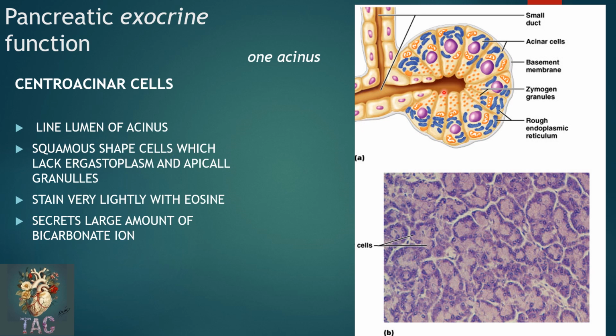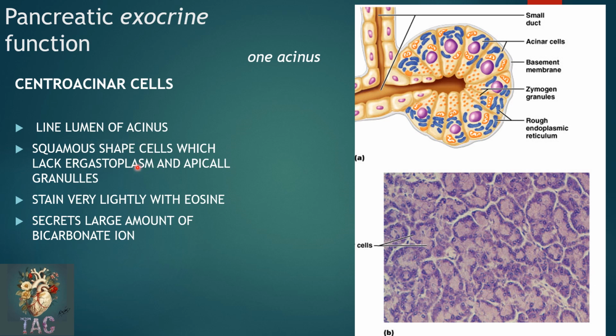You can see another important and differentiating feature of the pancreatic exocrine cells which differentiates it from that of the parotid gland, which is also purely serous in nature. But in the case of the pancreatic serous acini, the duct of the gland starts within the lumen of the acini and then it becomes the intercalated duct. So the cells which are present within the lumen of the acini are called the centroacinar cells.